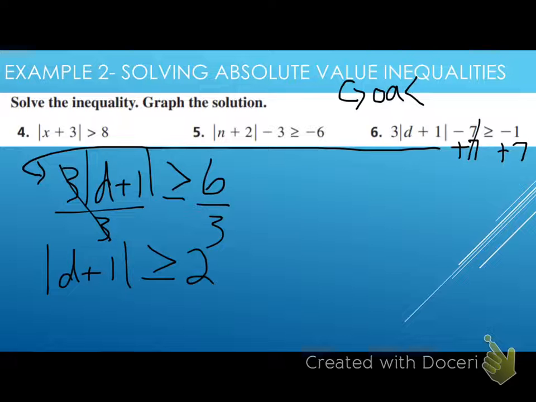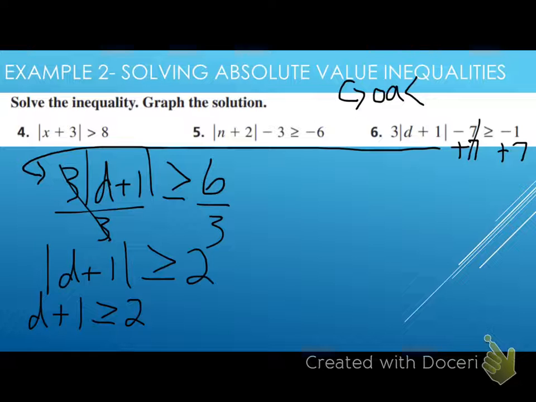The C value. What is my C value? 2. Is that greater than 0? Yes. So what can I do now? Set up my 2 inequalities, right? So what does my first inequality look like? D plus 1 is greater than or equal to 2. Exactly the same without the bars. I'm going to keep saying it: exactly the same without the bars is my first inequality.